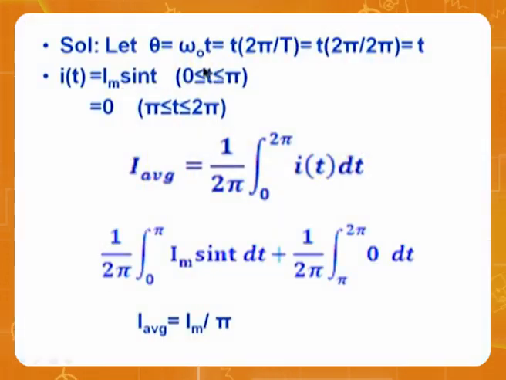With this definition, the average value is 1/2π ∫ from 0 to 2π of i(t) dt, the original definition. I substitute I_m sin t for 0 to π as defined here. If you integrate and substitute the limits, you will get I_m/π. So the average value is I_m/π. Please understand that; that's the meaning of average value.